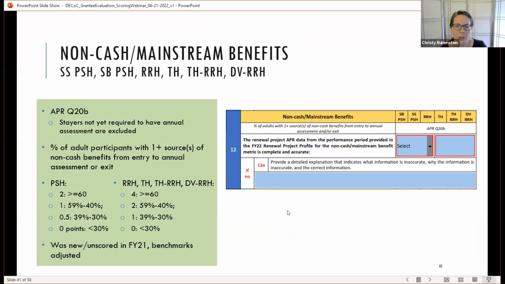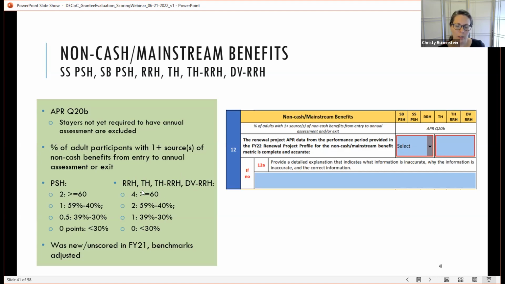Okay, non-cash and mainstream benefits. This one was not scored in FY21. It was new. It is going to be scored this year. Again, this one is different depending on the project type. So PSH, it's at 2, and Rapid, TH, THR, HDB, RH, at 4 points as the max.